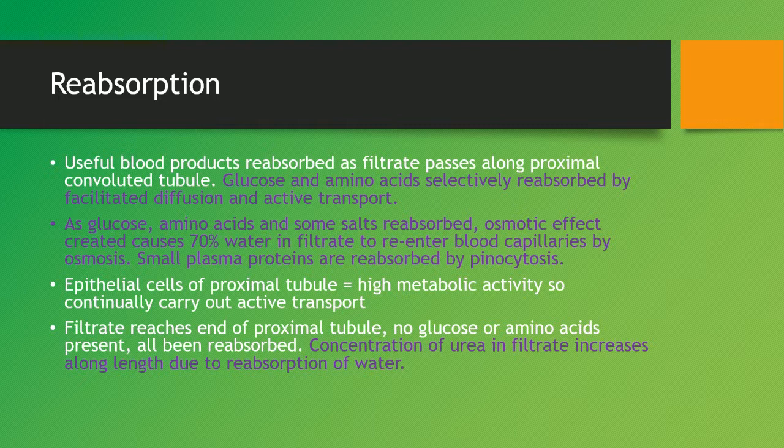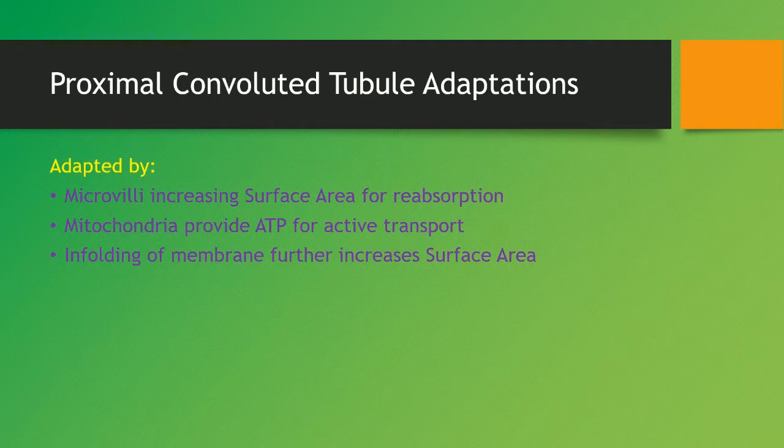The filtrate will reach the end of the proximal convoluted tubule where no glucose or amino acids will be present as they've all been reabsorbed, and the concentration of urea in the filtrate will increase along the length of the nephron due to the reabsorption of water. This is because if you take water out of something, the concentration is stronger, as water is a diluent. It dilutes something. So if you added more water, then it would become less concentrated. Take it out, more concentrated.